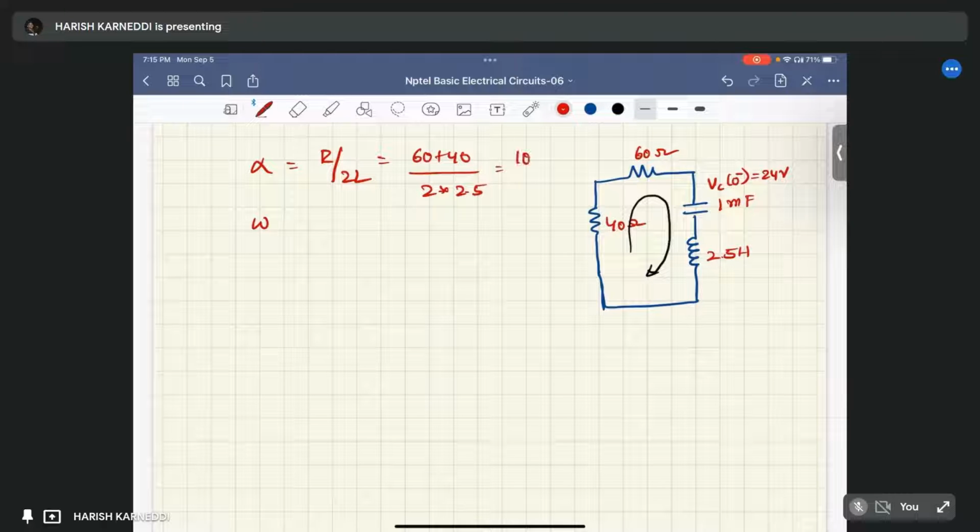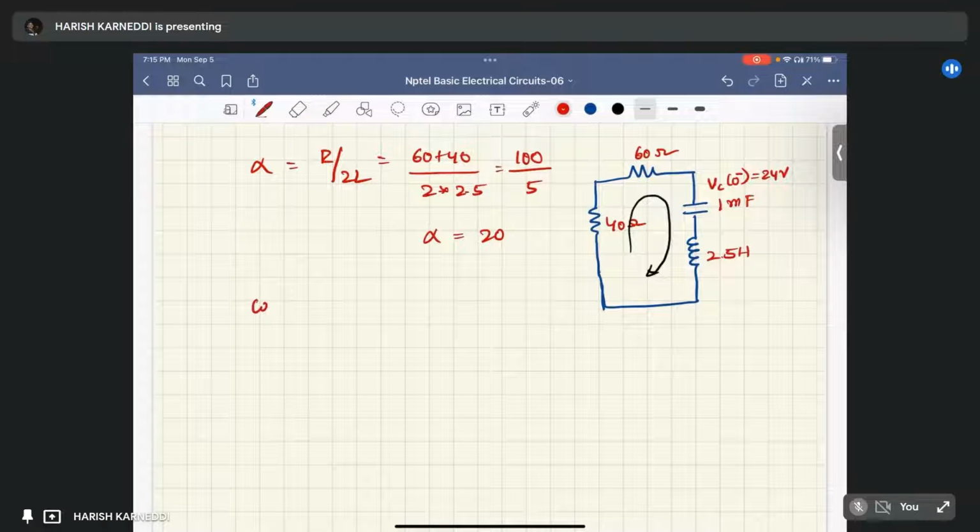So we can write 100 by, sorry, 2 into 2.5, right? Which is equal to 20.